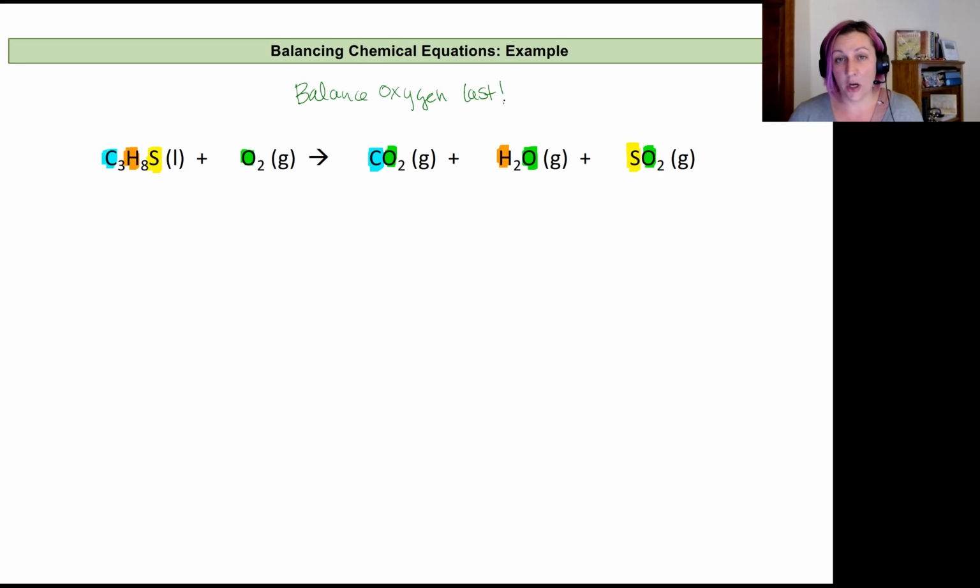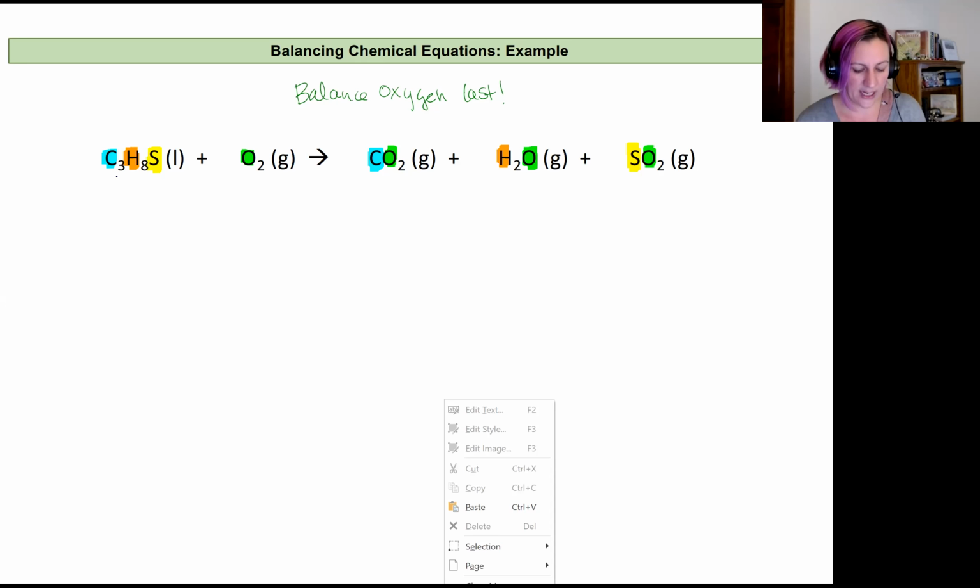All right, so I'll just start with carbon. It doesn't actually matter where to start exactly in this case, other than not starting with oxygen. So I have 3 carbon on my reactant side, and I can tell that by the subscript 3. I have 1 carbon on my product side, as evidenced by a lack of subscript. So I'll put a 3 coefficient in front of my carbon dioxide. And now I have 3 carbons on both sides of the arrow.